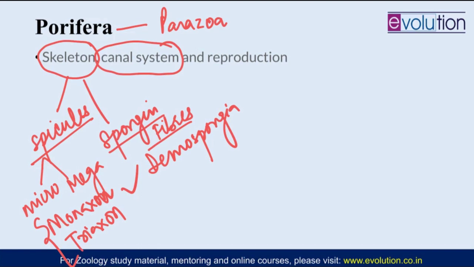There are three major types of canal system. There is the basic ascon, then there is the sycon, and then there is leucon. And then the sycon and leucon have further types. So the canal system is actually doing all the functions in a poriferan body.